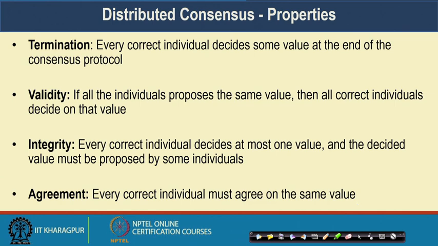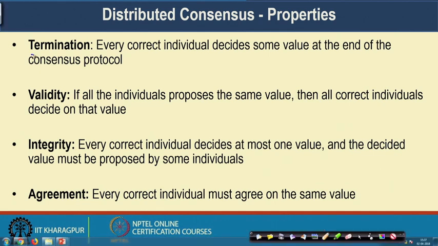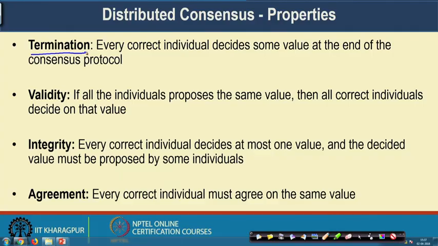Now, whenever we are talking about distributed consensus protocols, we need to satisfy certain properties of the protocols. The first property is called termination. The termination property says that every correct individual decides on some value at the end of the consensus protocol. That means every correct or non-faulty node in the network must terminate the protocol and decide on one value, and that value should be the correct value.